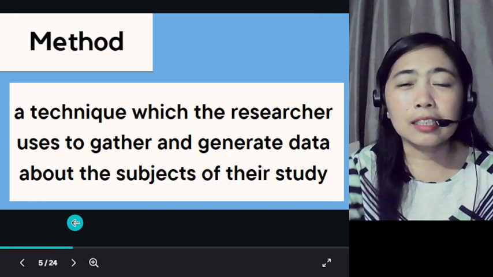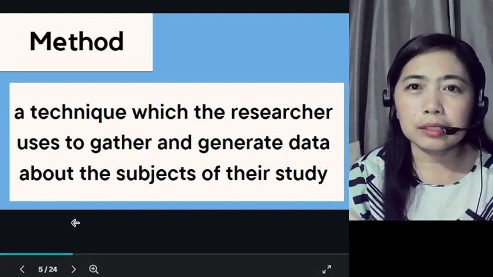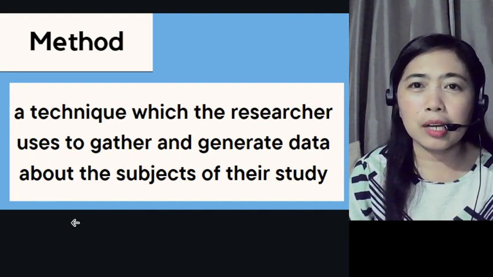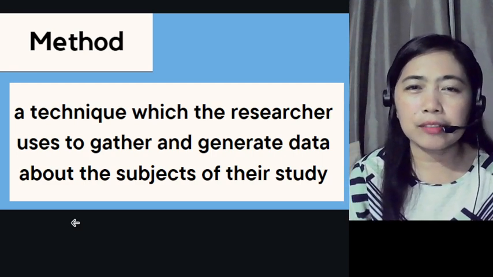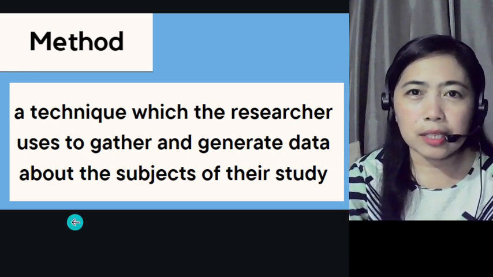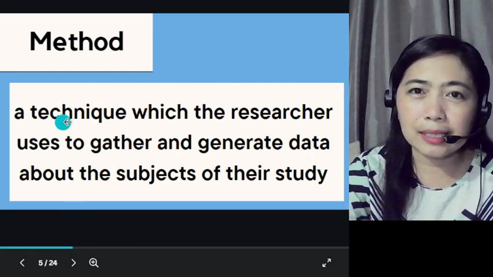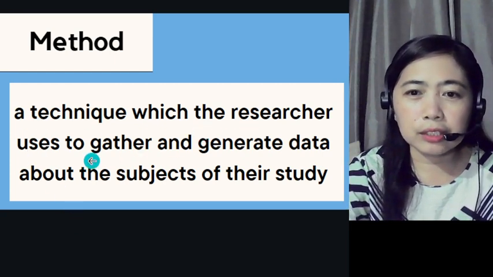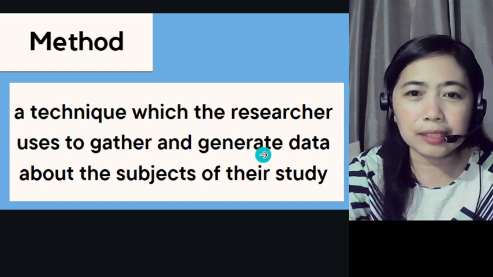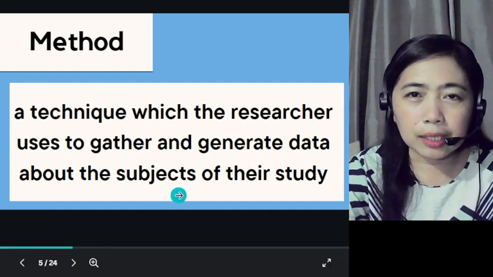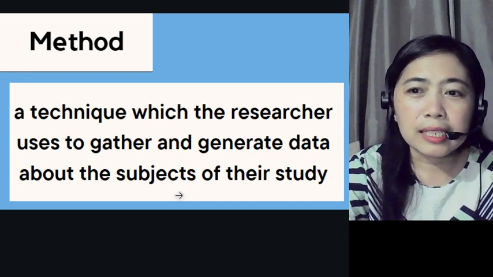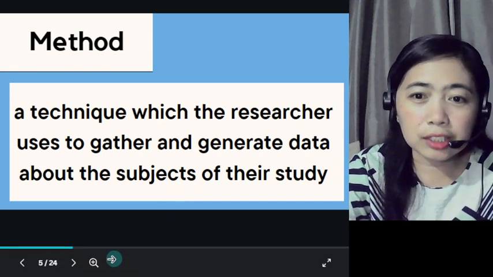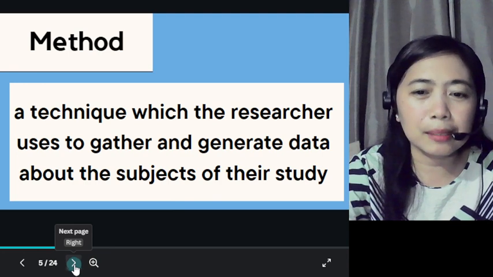Okay, these are also the words or terminologies that you will meet in writing your chapter 3. So first, we have the word method. Method here is defined as a technique which the researcher uses to gather and generate data about the subjects of their study. Okay, so what technique did you use, as the researcher, to gather your data.